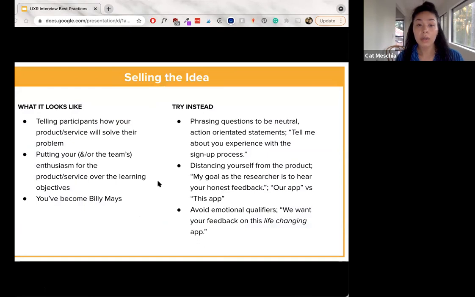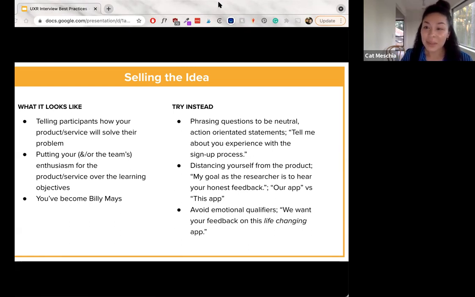The first common misstep is selling your idea. So what does it look like? And all these tips will follow the same format. We'll go over what it looks like and then how to address it. So what it looks like is telling participants how your product or service will solve their problem. You're putting your or your team's enthusiasm for the product over your learning objectives. Well, all of a sudden you've become Billy Mays. We're just like, hey, this is so great. If you do this, this will be amazing, blah, blah, blah.